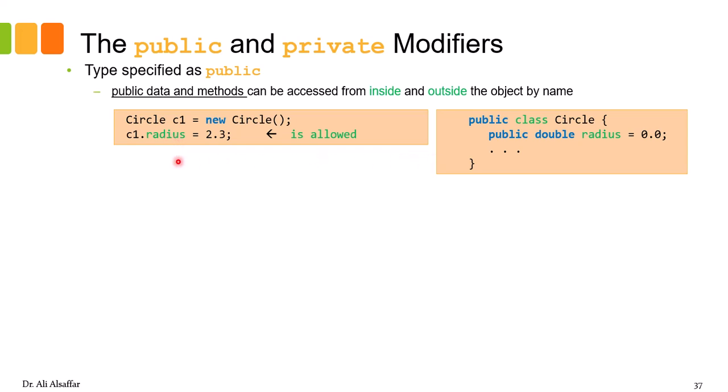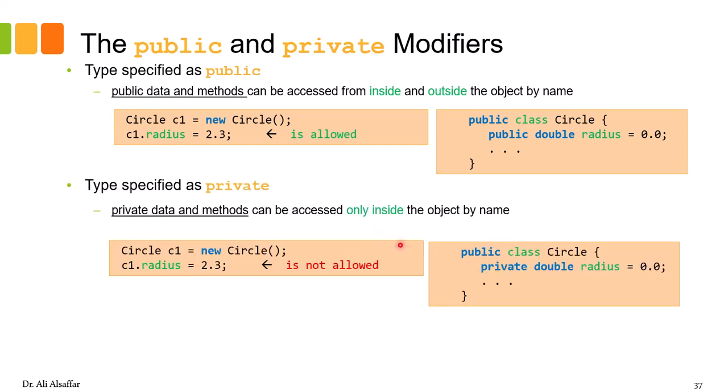for example, in your main class, and now here you are creating an object c1. You can access the data radius directly by using dot. And here you are writing, because you are changing the radius, so it is allowed. Why? Because the data radius is public. Now, if you change the data and define it as private, then you can use it only inside the class. So it can be accessed only inside the object.